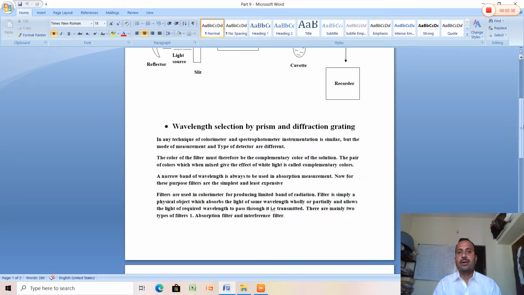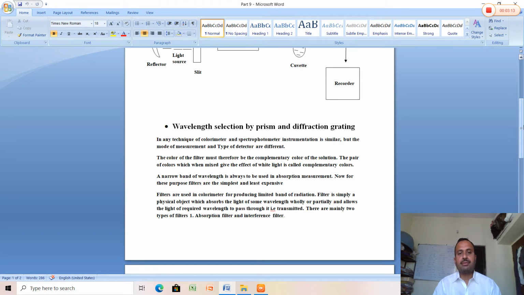Now we know that every colorimeter or spectrophotometer deals with colored substances. If the analyte is not colored, then that analyte should be converted into a colored form by using some suitable complexing agent. The color of the filter must therefore be the complementary color of the solution. The concentration of the color decides the intensity, and from that intensity of the color, the concentration of the analyte or solution can be measured with the help of a colorimeter or spectrophotometer.